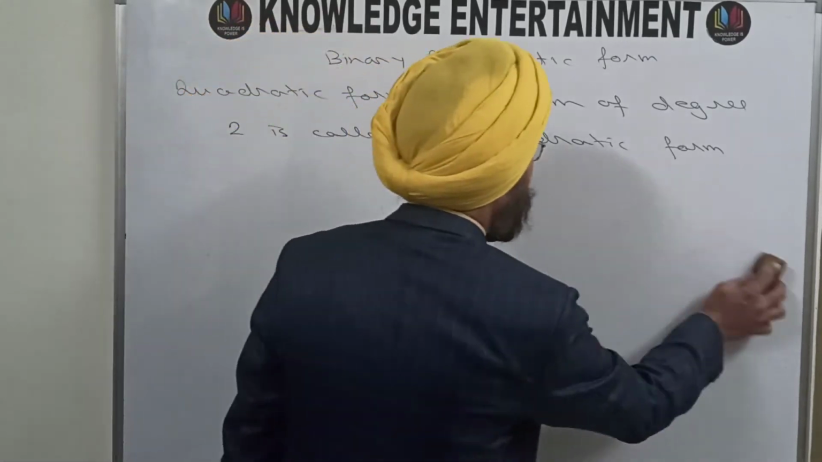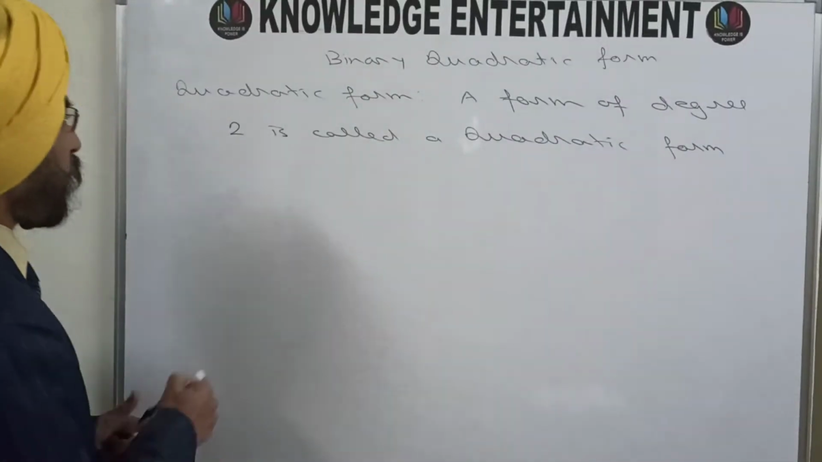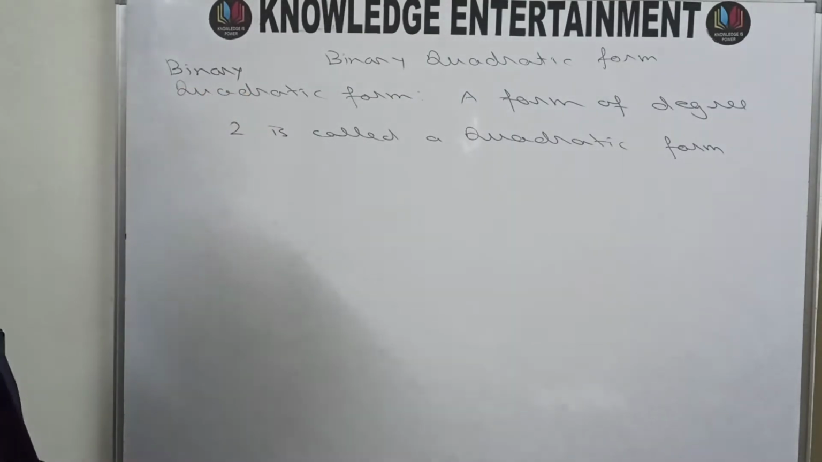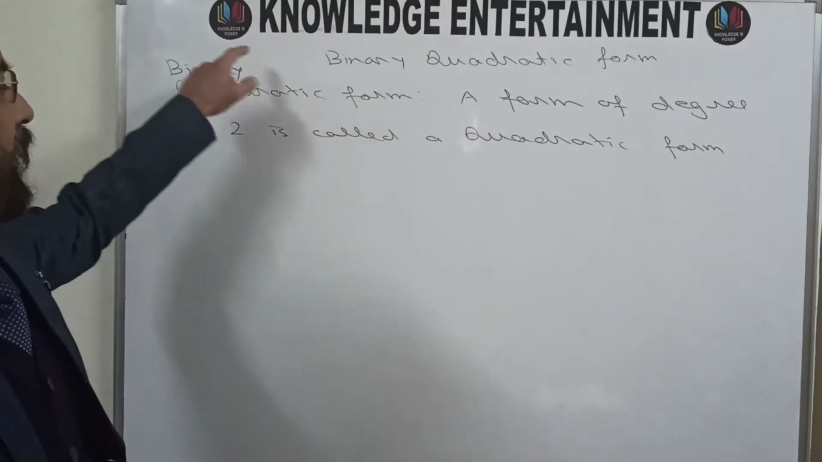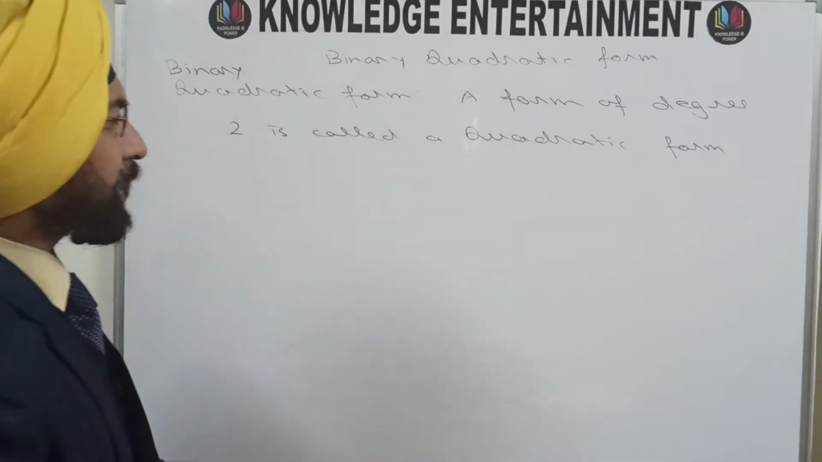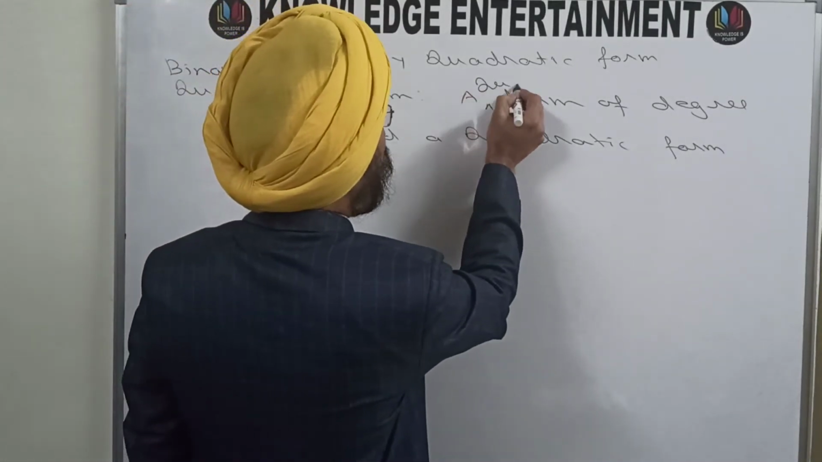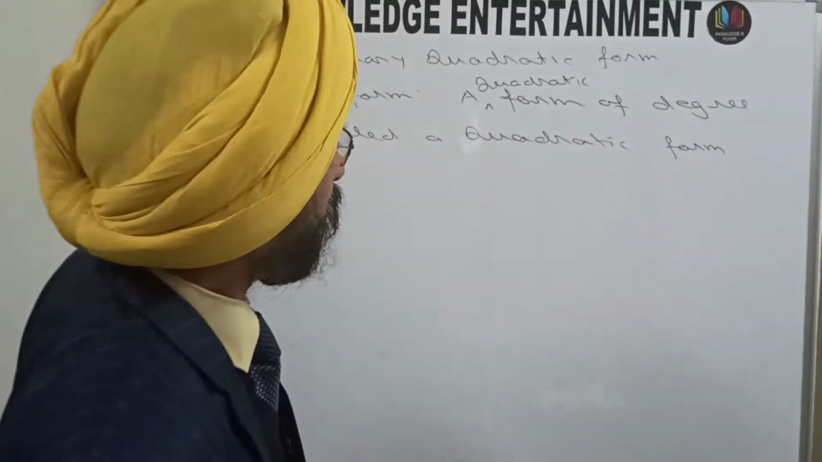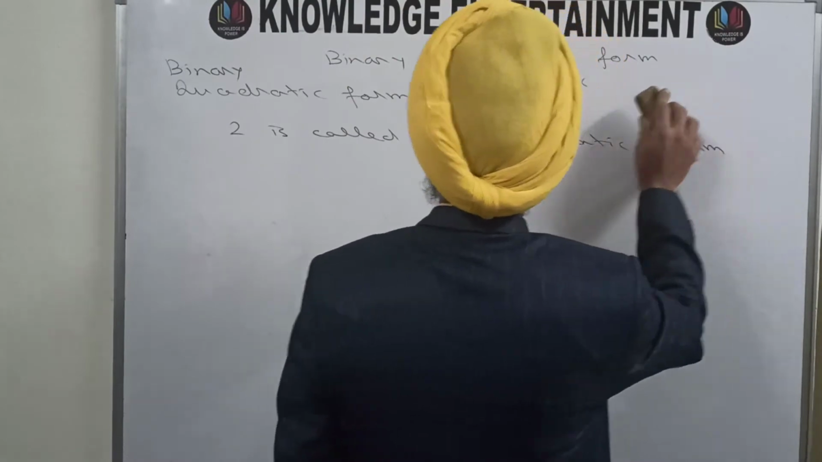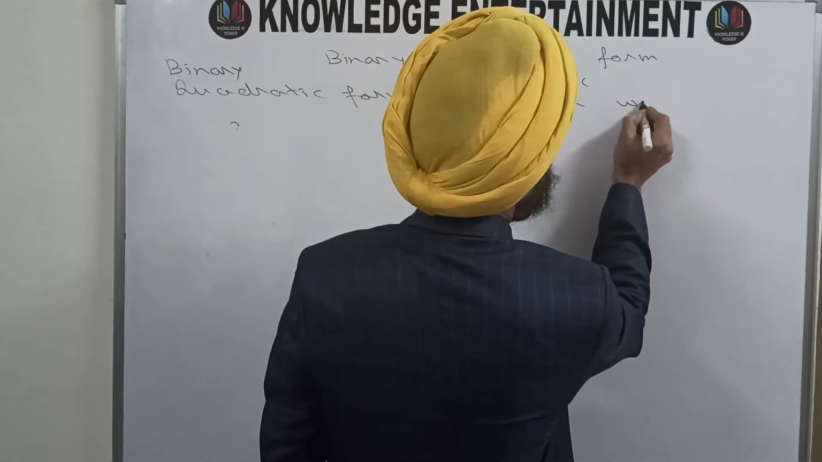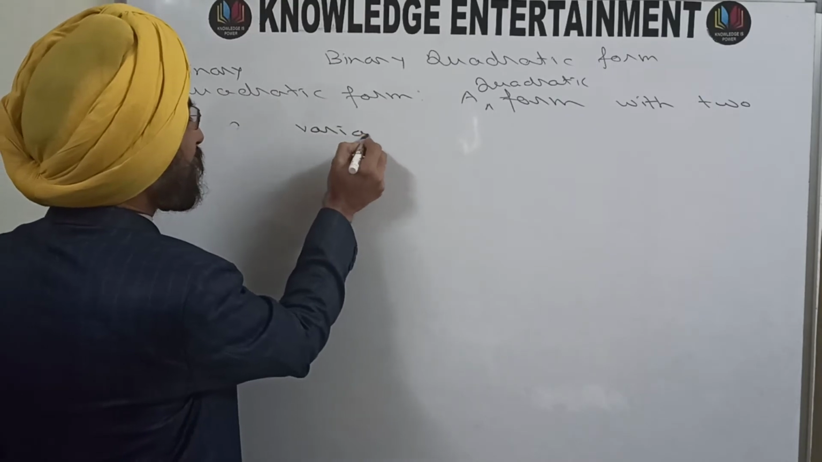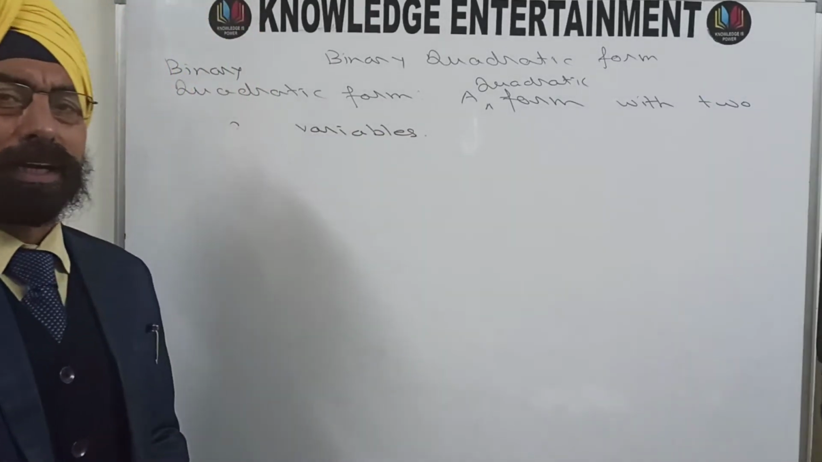The main thing, that is the name of the chapter, is binary quadratic form. And now I am going to define binary quadratic form. Earlier we were defining quadratic form, and now I am defining binary quadratic form. So it is a quadratic form, and when I am talking about quadratic form, obviously degree is 2. So it is a quadratic form with two variables, and it is called a binary quadratic form.